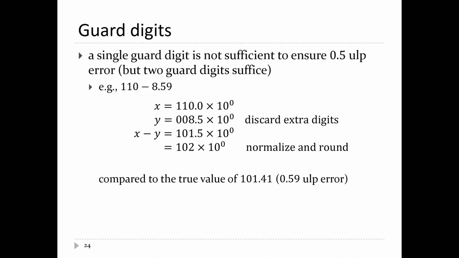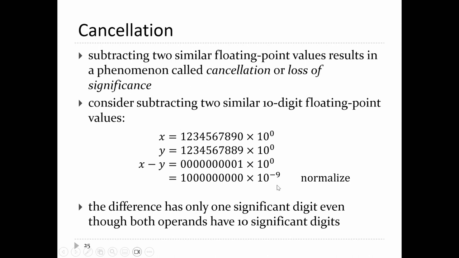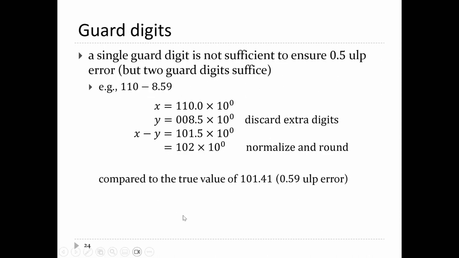Convert back to binary? No, everything still applies. If you're doing all of this as binary arithmetic instead, you'll run into the same problem. You still can't meet the 1/2 ulp error requirement. So you need at least two for addition and subtraction. I don't know how many you need for division or multiplication. It could be different, I'm not sure. So you need at least two guard digits if you're doing addition or subtraction.